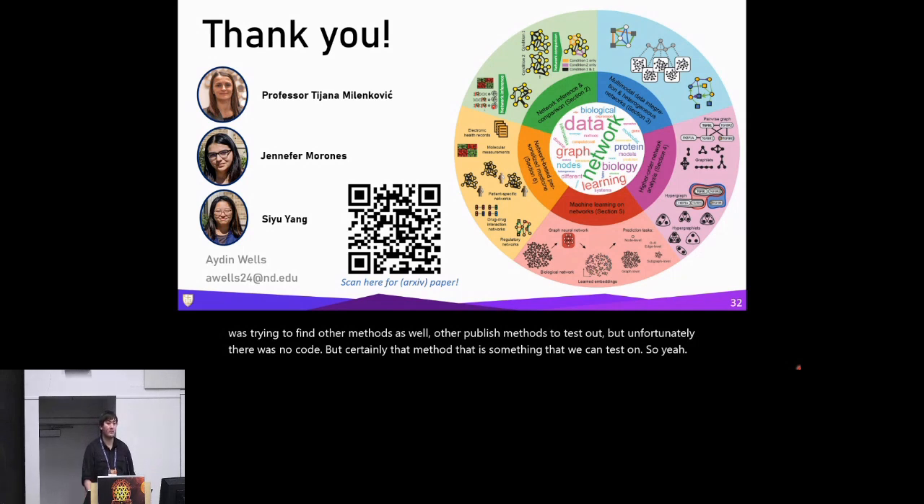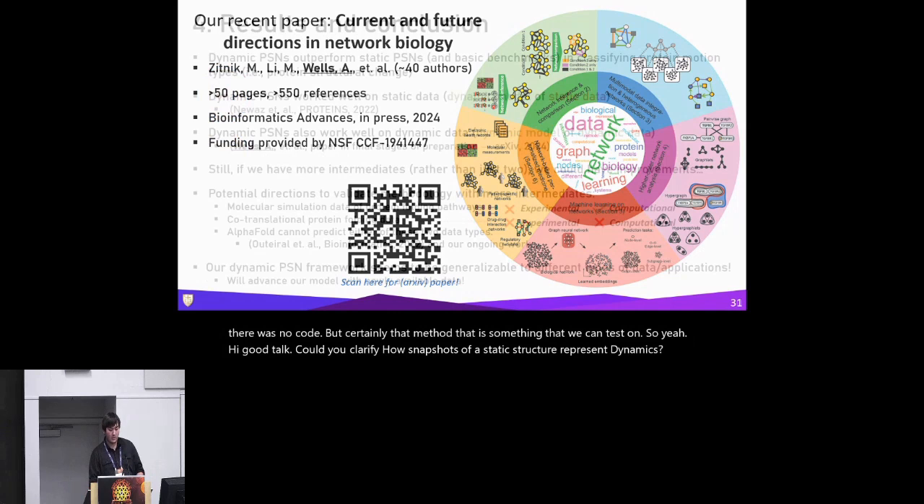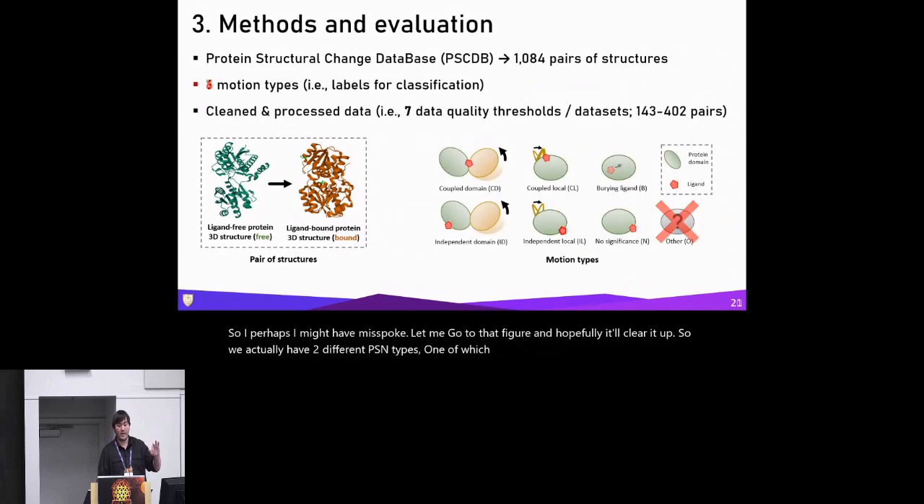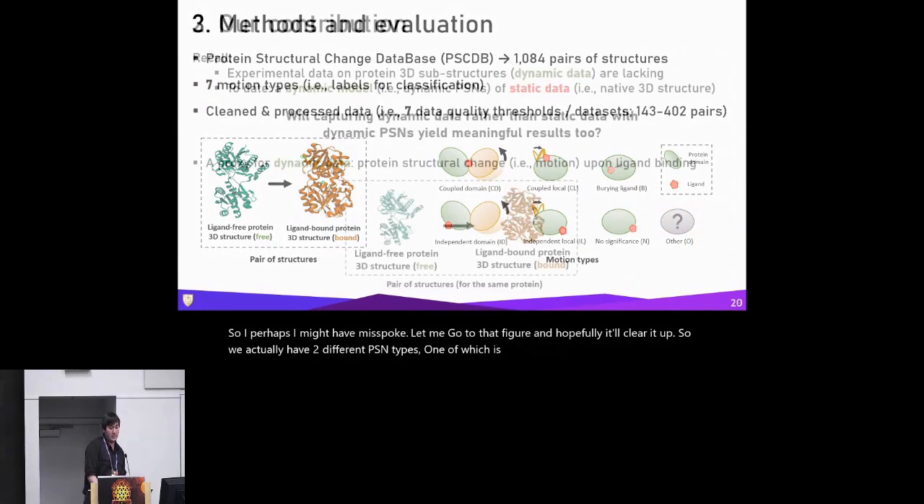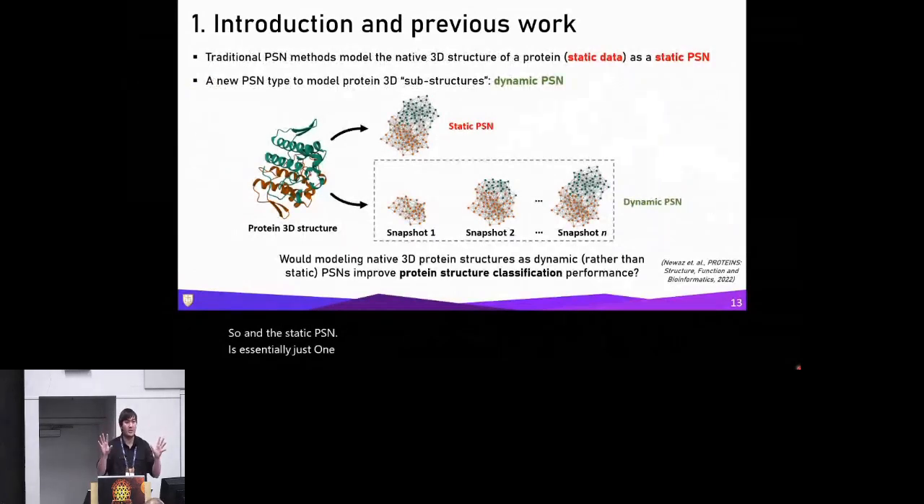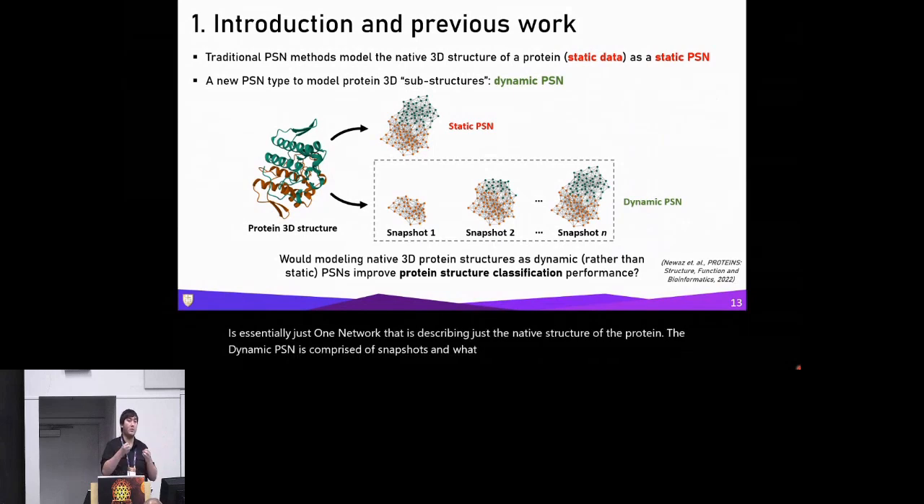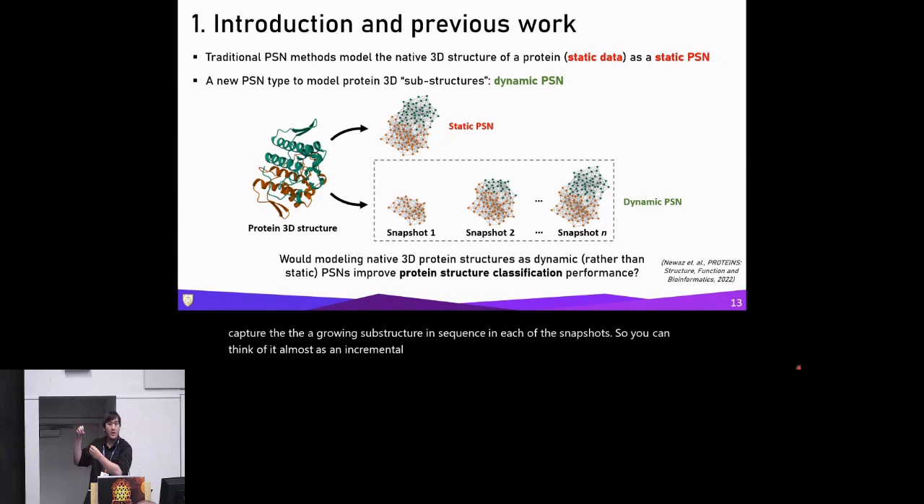Good talk. Could you clarify how snapshots of a static structure represent dynamics? So I might have misspoken. Let me go to that figure and hopefully it'll clear it up. We actually have two different PSN types, one of which is static and one of which is dynamic. The static PSN is essentially just one network describing just the native structure of the protein. The dynamic PSN is comprised of snapshots, and what the snapshots are trying to capture is a growing substructure and sequence in each of the snapshots. You can think of it almost as incremental growth in snapshots until the final snapshot, however many snapshots you'd like to use, where you arrive at the native structure. That would be the difference between the two.